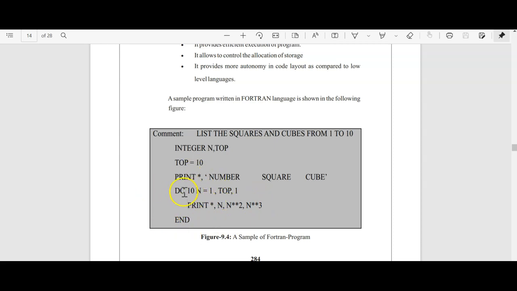You don't need to go into the detail of how programming is done. You don't need to remember it, because it is not your programming subject, but this unit is just giving you an overview of how programming works. These are a set of instructions. These six lines of instructions are generating a series of numbers, like 1 to 10, and printing its square and its cube.